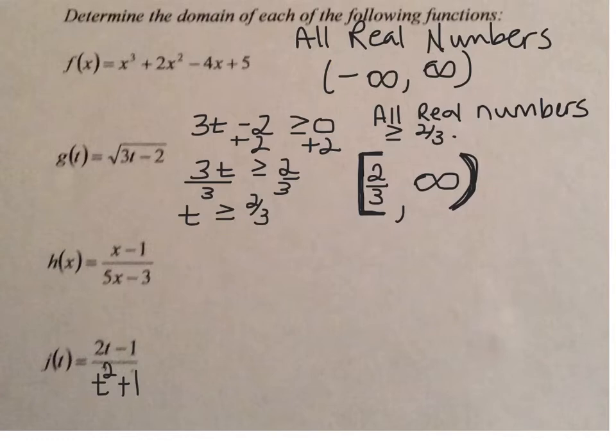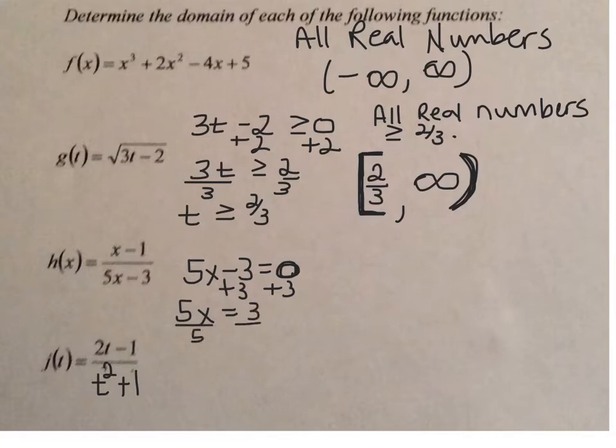Now let's look at this next one. This one has a denominator, so it's a little bit different. I need to keep 0 out of the denominator. My technique is to set the denominator equal to 0, solve, and whatever answer I get, I'm going to have to exclude that from the domain. I'm going to say the domain is all real numbers not equal to whatever I get here. So I'm going to add 3 to both sides. I have 5x is equal to 3. If I divide by 5, I get x is equal to 3/5. That is what will make the denominator 0.